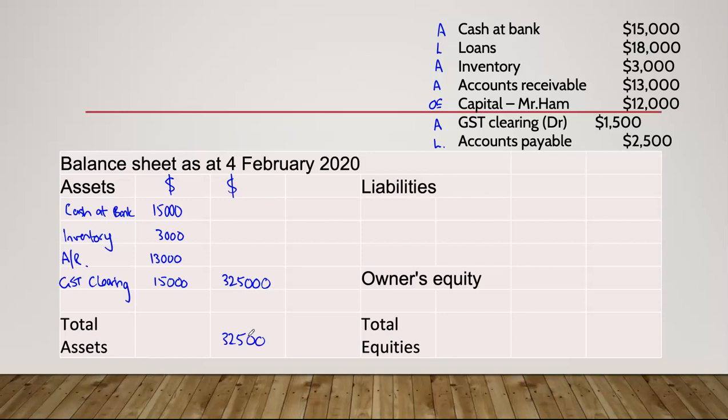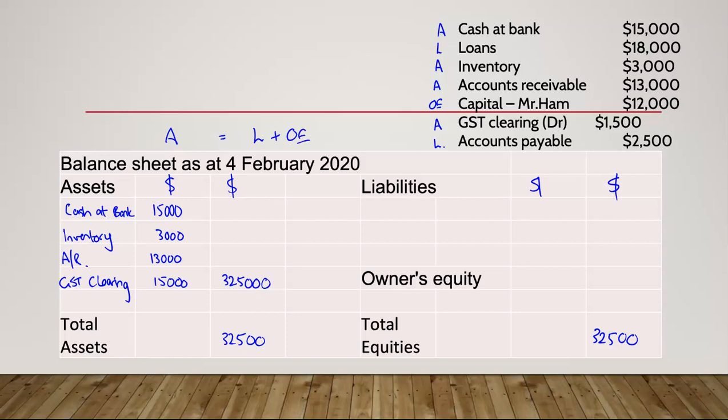$32,500 of assets. I know that my equities must also equal, so we'll put our dollar signs here, which is my liabilities and owner's equity, must also now equal $32,500 to be accurate. Why? Because my assets equals liabilities plus owner's equity.